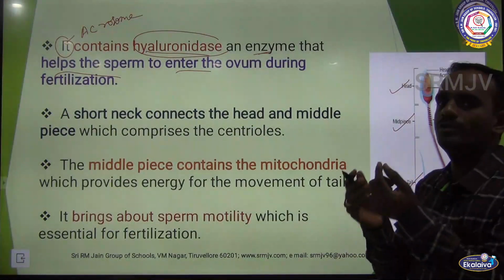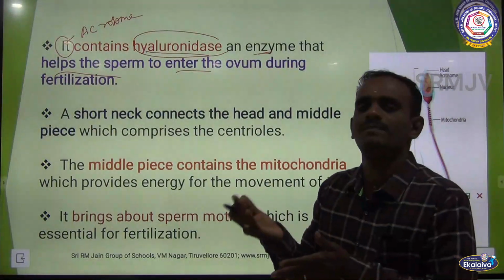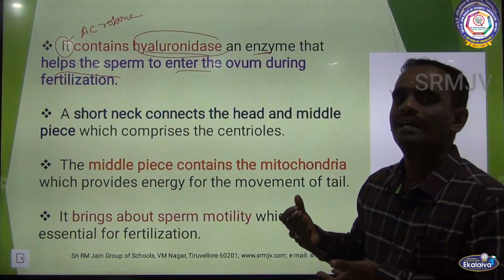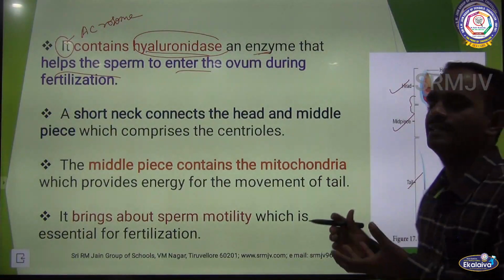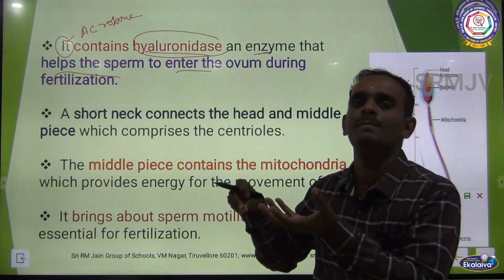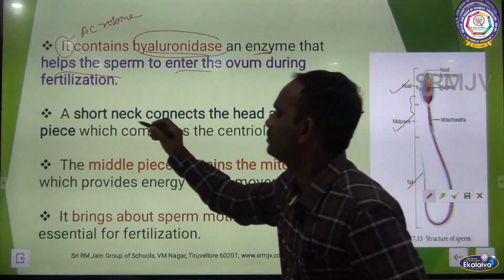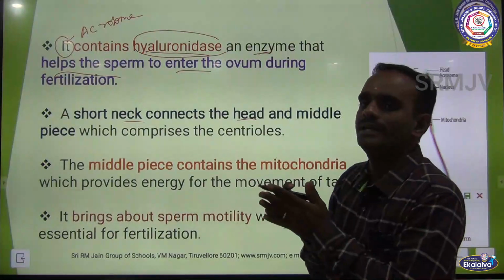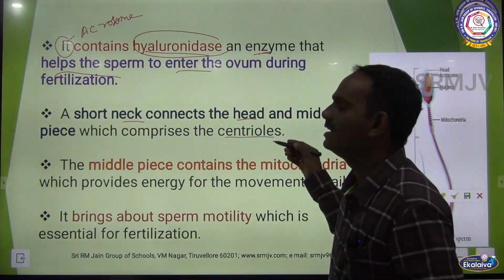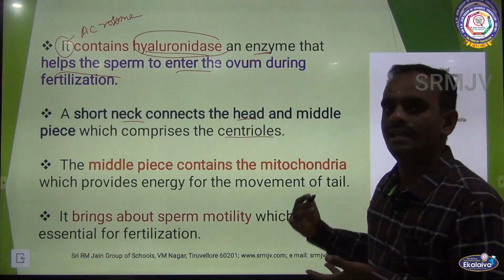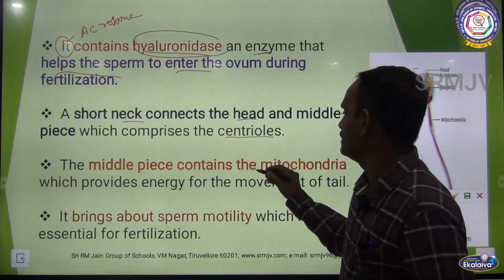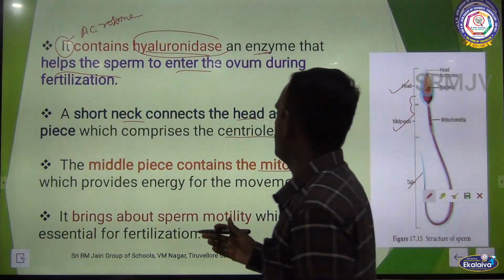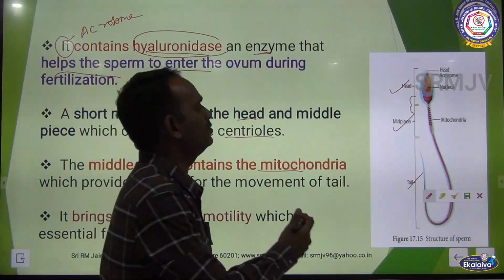I already said three important parts: head part, middle piece and tail part. One more part is there, which is not much more important, that is the neck region. The neck connects the head with the middle piece. Okay. The short neck connects the head and the middle piece, which is made up of centrioles, and the middle piece consists of mitochondria, which provide energy for the movement of the tail.